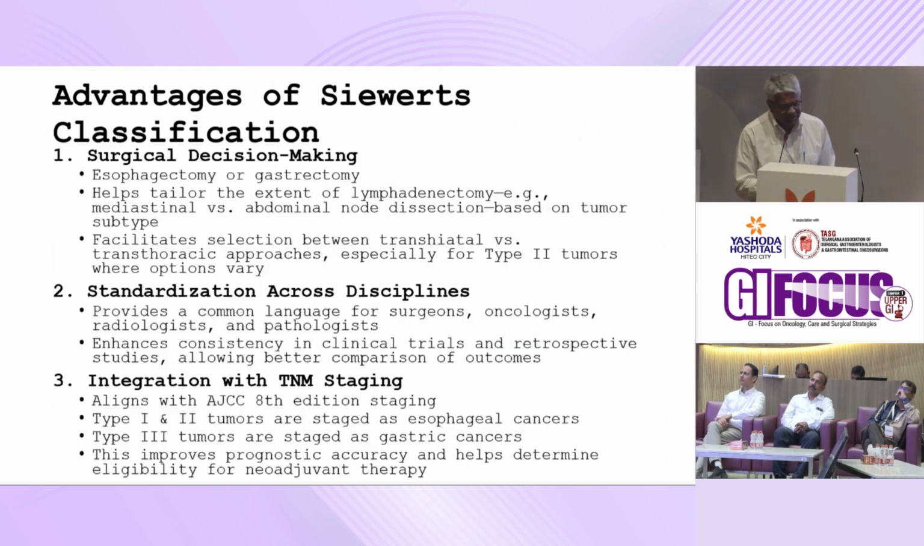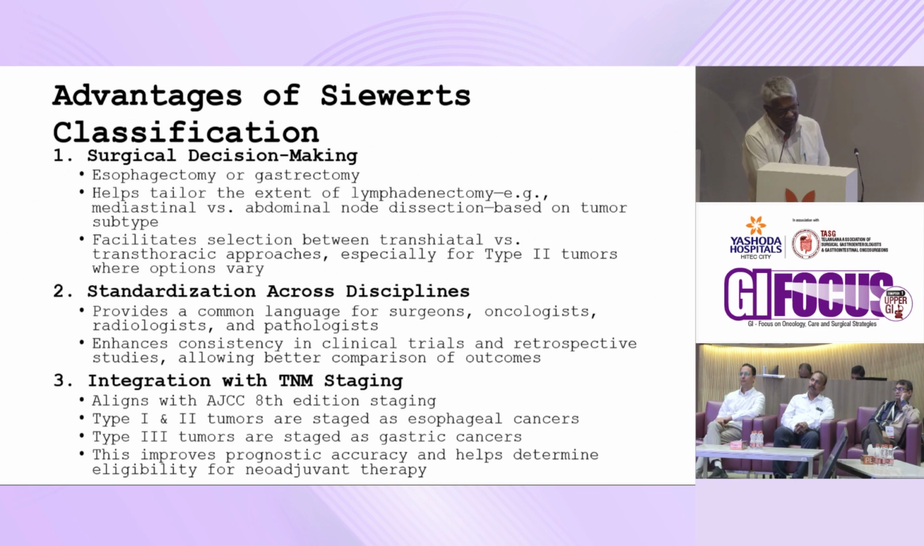As we just mentioned, it has a few advantages. The advantages are it helps decision making as to whether these tumors are to be treated as esophageal or gastric, what would be the extent of lymphadenectomy, and it also helps in selecting what kind of surgery is to be done.